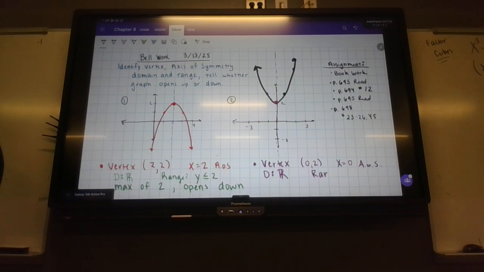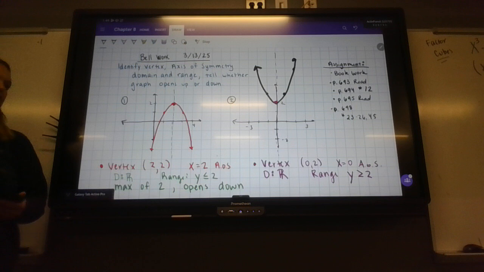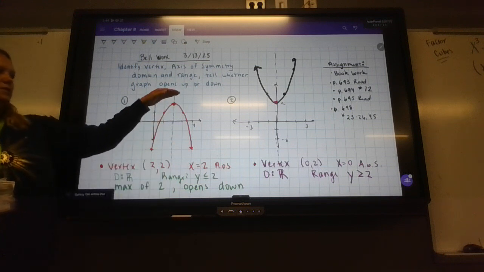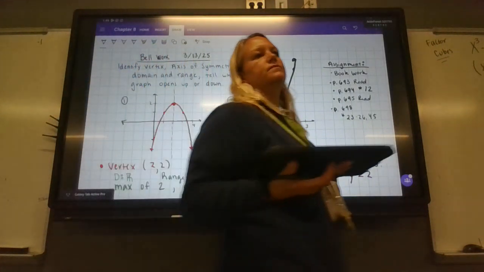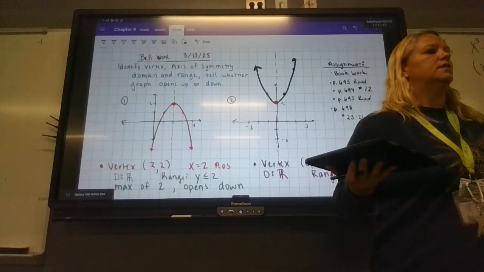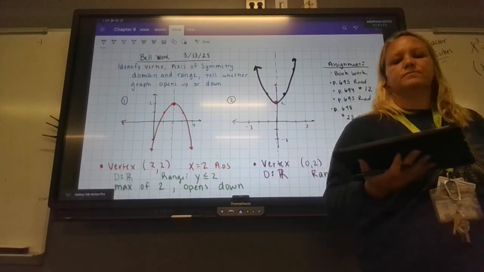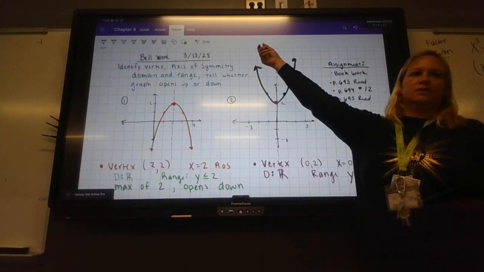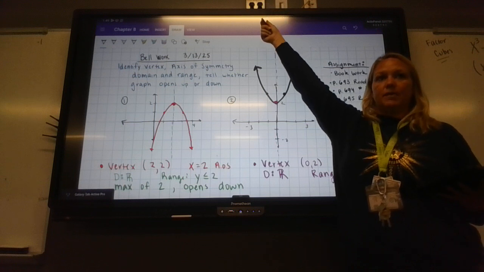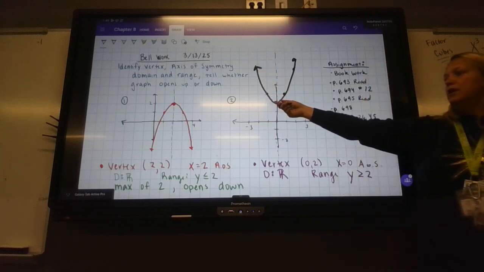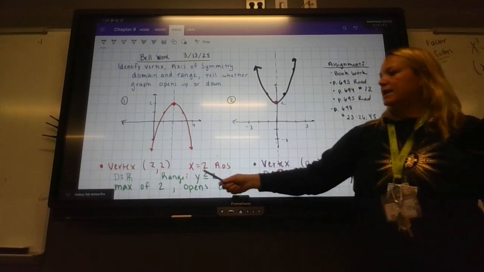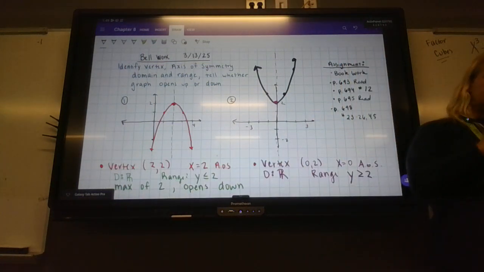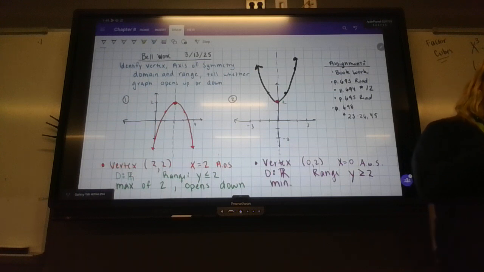The range. This time, y is greater than or equal to 2. So on this one, 2 is the minimum height. What do you do? Put it in your backpack. On this one, this graph actually is up at infinity, moves down. The lowest point is 2, and then it turns back up. So instead of saying it has a max of 2, we say it has a minimum of 2.